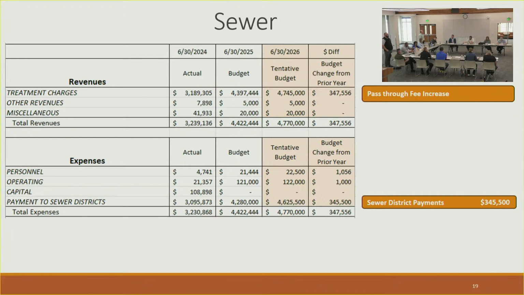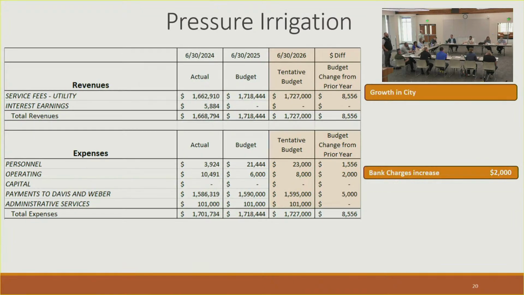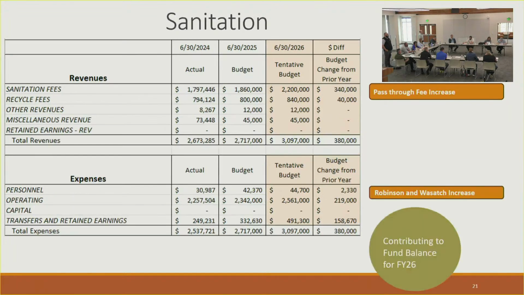Pressure irrigation is not going up. Stormwater, not going up? Storm drain went up $1.60 a month, so 20%. And these are all pass-through rates. We're getting charged, we're charging, okay.